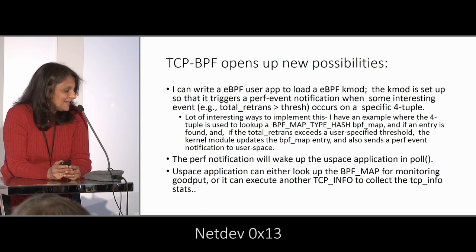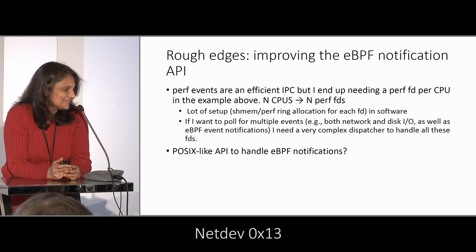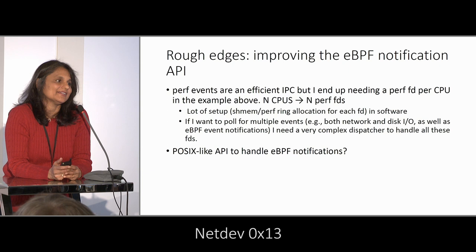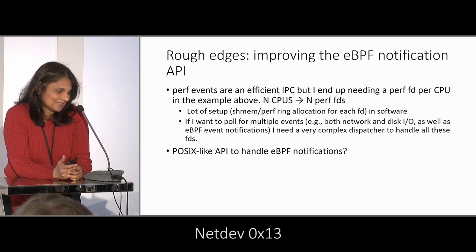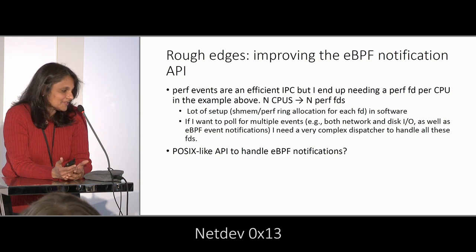But it still had some rough edges. The way things are set up with the whole eBPF infrastructure today is that for perf events, you need one perf file descriptor per CPU. So if you have 256 CPUs, you end up needing 256 file descriptors. And setting them up is not a simple thing. There's a lot of shared memory perfing. There are like five or six APIs that you have to call before you're ready to do this.